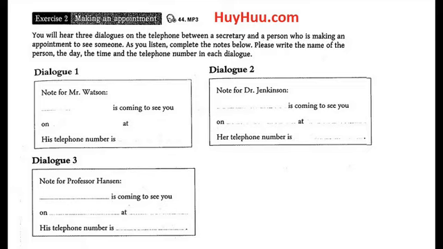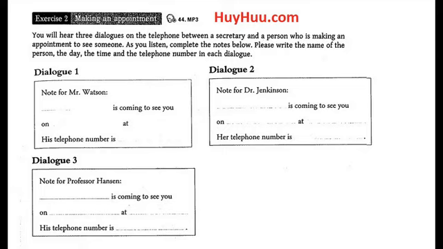Exercise 2. Making an appointment. You will hear a dialogue on the telephone between a secretary and a person who is making an appointment to see someone. As you listen, make notes below. Please write the name of the person, the day, the time, and the telephone number.